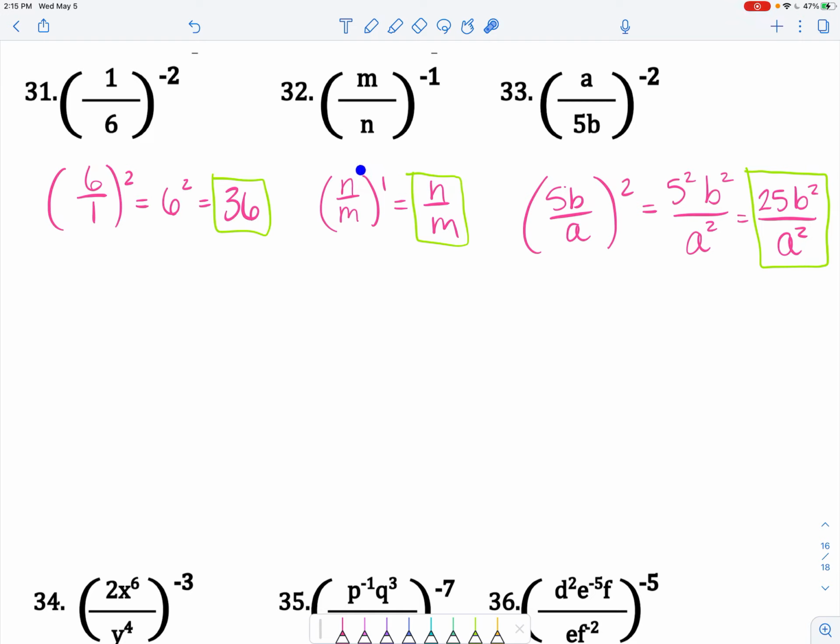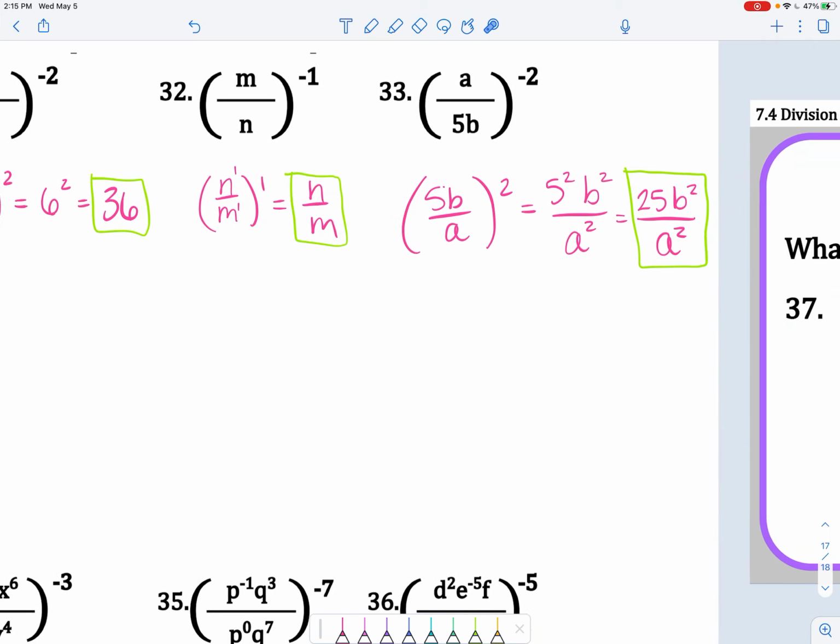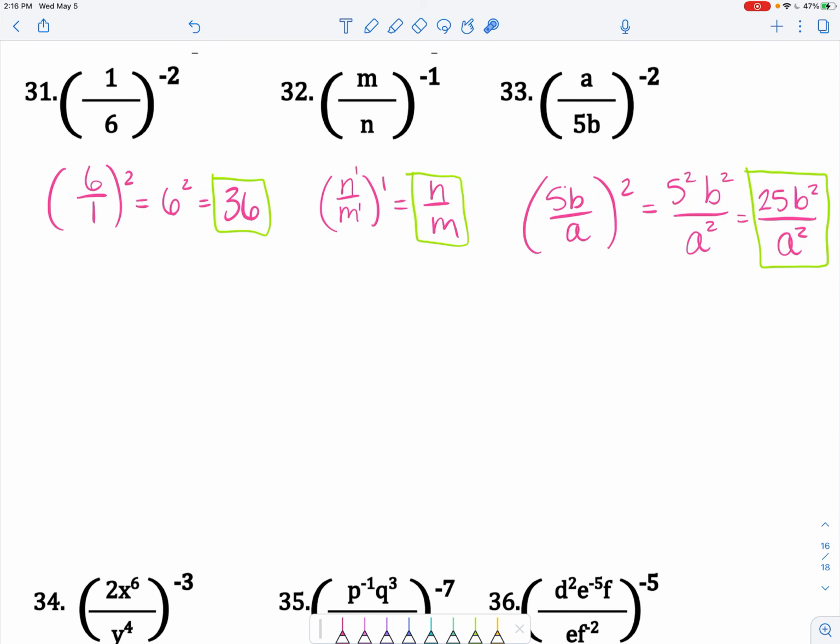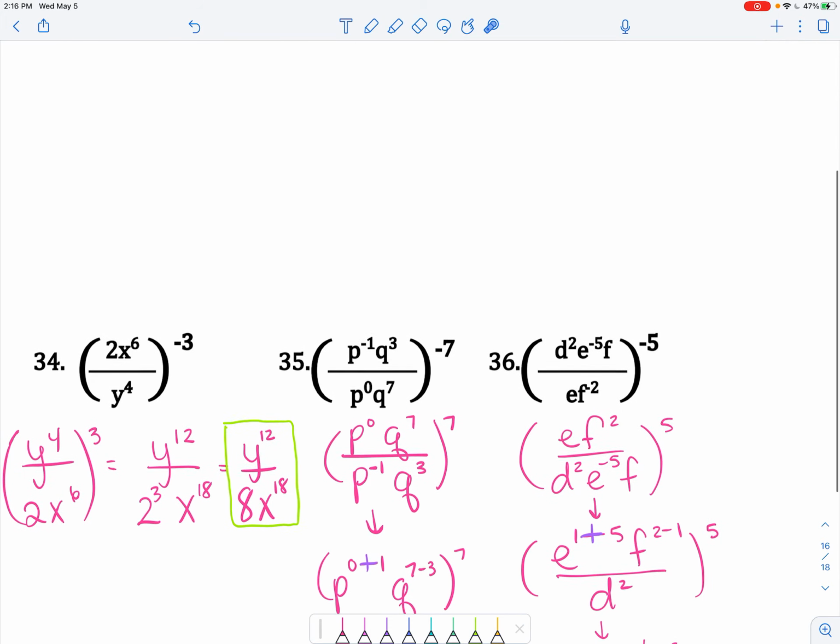For 32, anything raised to the power 1, even if you looked at it as if they're multiplying here, you're just going to get a bunch of 1s. You don't have to write those exponents. They're understood to be there. For 33, you have 5b over a, all raised to the power 2. So every single value is going to get squared. And you can further simplify that 5 squared to give you a 25.